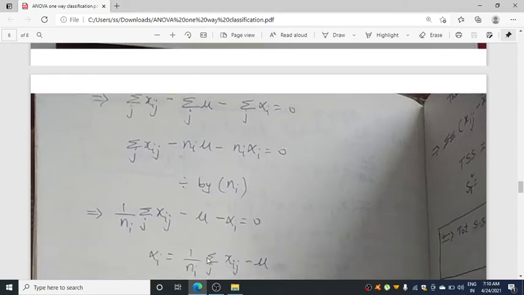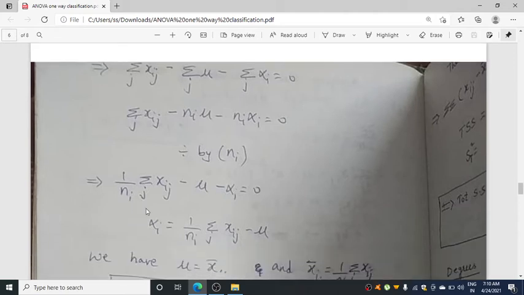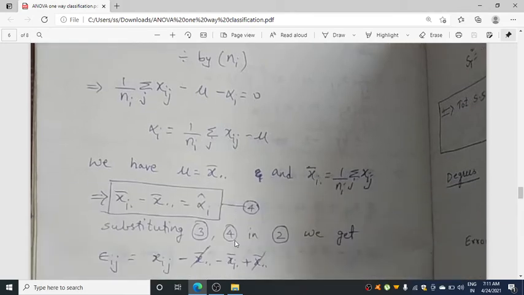Now divide throughout by ni. This gives 1 by ni summation xij minus mu minus alpha i is equal to 0. Alpha i you take to the right hand side, and you get the answer. In place of mu you can write x bar dot, and in place of 1 by ni summation xij you can write xi dot bar. So you are writing alpha i is equal to xi dot bar minus x bar dot.